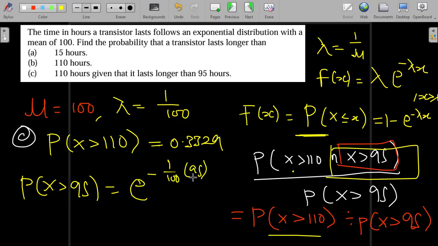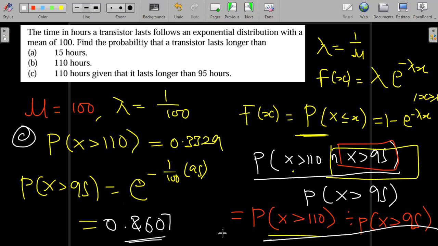So how am I coming up with this? I first change it by the complement rule, then I apply the CDF, and I end up with this. So this is going to be equal to e to the power minus 95 over 100, it's 0.8607. So that's the probability there. To find this, we are dividing this probability with this probability.